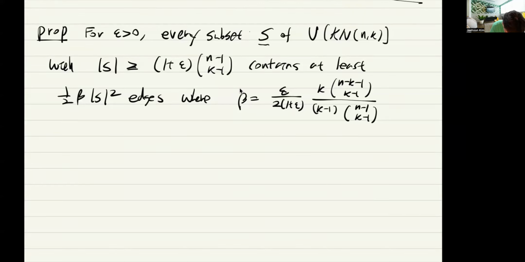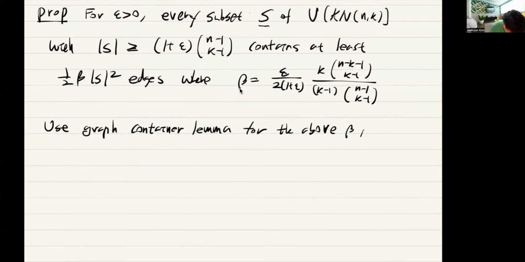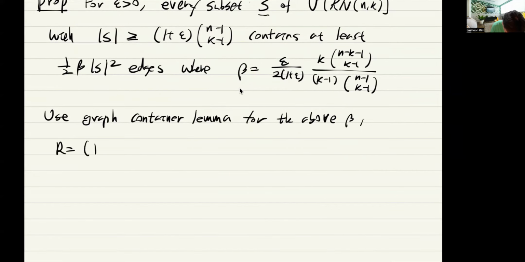And what we can use is the graph container lemma for the above data, where capital R is (1 plus epsilon) times (n minus 1 choose k minus 1), and small r is, if you do the computation, the number that you want to take: log of n over (1 plus epsilon) times k.